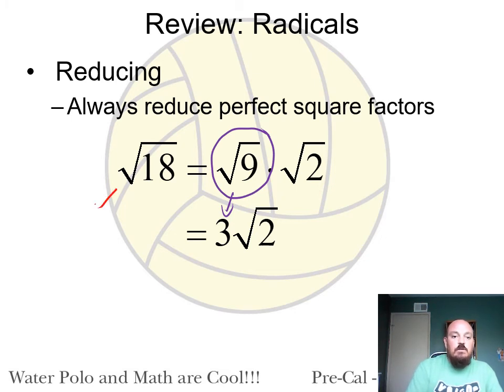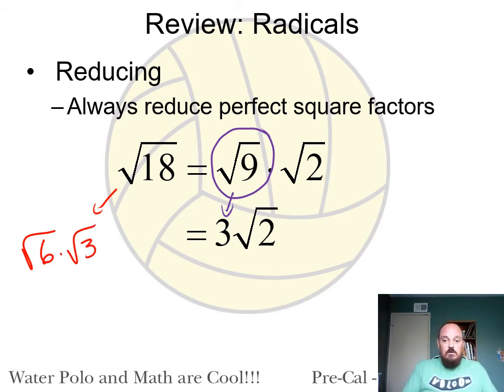If I took this square root of 18 and I separated it into the square root of 6 times the square root of 3, which you're allowed to do, I mean, that's right, 6 times 3 does equal 18, but neither of those simplified, so there's no point in doing that. So you only want to do that when one of the numbers is a perfect square and you can turn it into a whole number. And that's the concept behind simplifying.